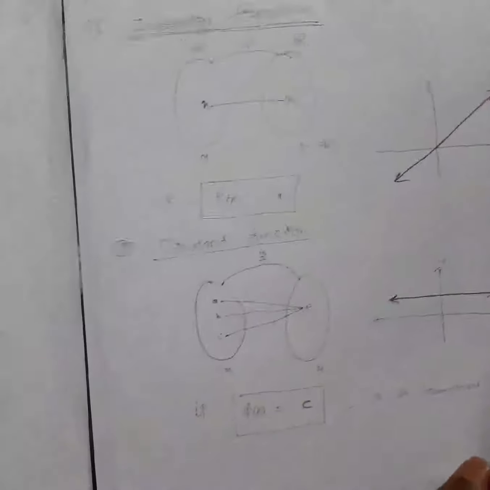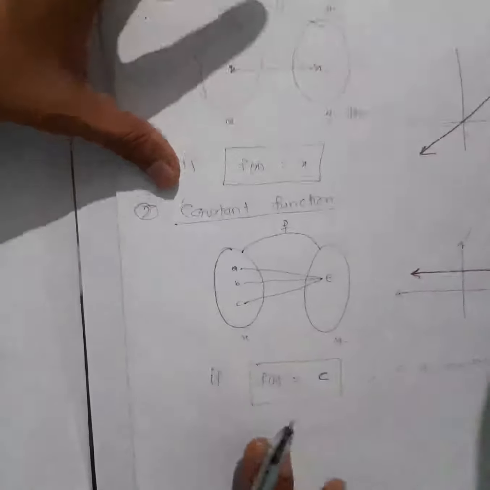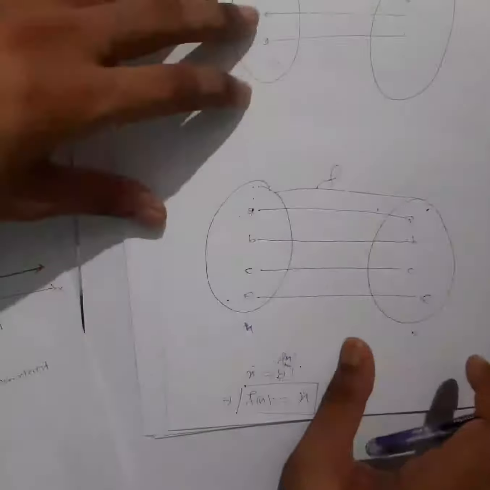So this is not that important right now. Which one is mostly important, I will tell you. Constant function. What is a constant function? Constant means what? Fixed, right? It does not change at all. So when you have a function like this, first thing, it should be a function.